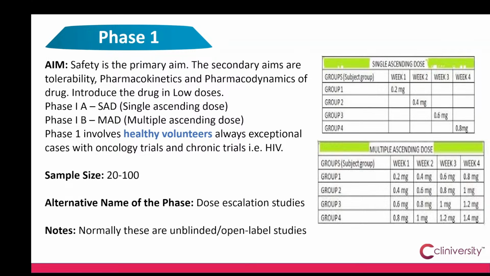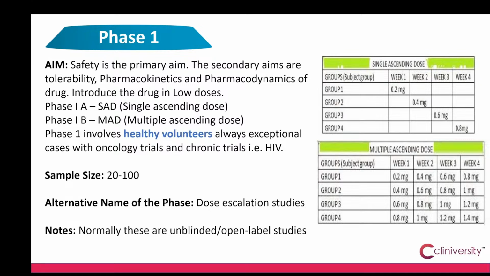In phase 1, we have two parts: phase 1A and phase 1B. In phase 1A, we have SAD. We call it single ascending dose. If you see the graph, the table highlighted on the right side, in this example we have 4 groups and the study is for 4 weeks.